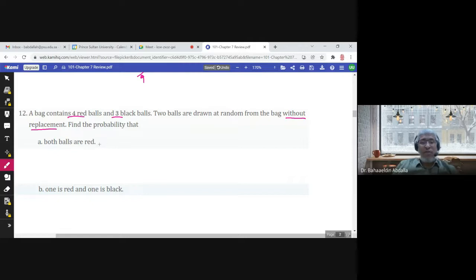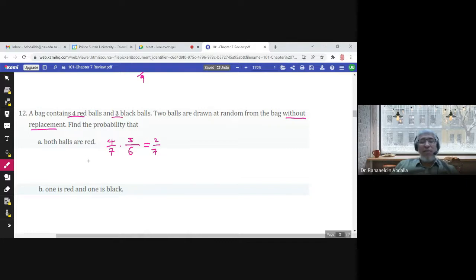Think of the first ball. What is the probability that the first ball is red? 4 over how many? 4 plus 3, 7. Times the second ball is red without replacement. So the number of balls now is 6 because I already chose one ball, and I need it to be red. The first ball was red, so now we have 3 red balls, 3 out of 6. So this is the probability, 4 over 7 times 3 over 6. If you multiply, you get 2 over 7.